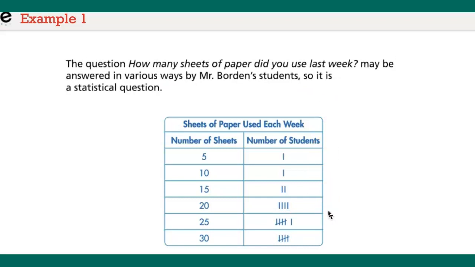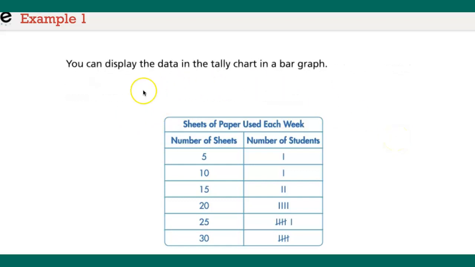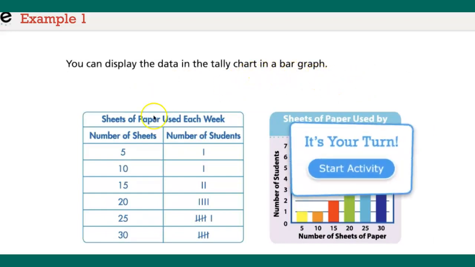The question, how many sheets of paper did you use last week, may be answered in different ways by Mrs. Borden's students. So it is a statistical question. The question, what is the area of an 8.5 inch by 11 inch sheet of notebook paper, and the question, did Bill use notebook paper to write his book report, have only one correct answer, so they are not statistical questions. You can display the data in a tally chart or in a bar graph. This is a tally chart and this one is a bar graph.